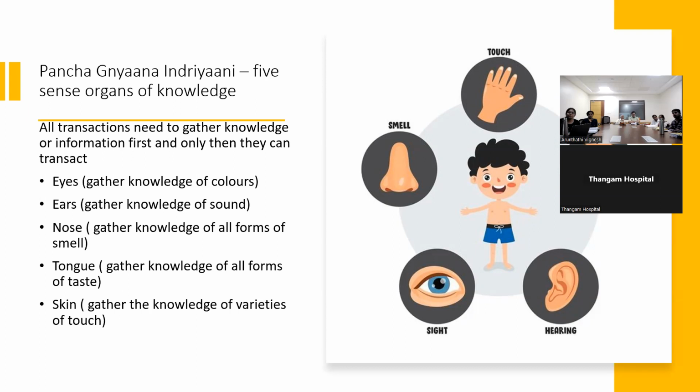First, we take the eyes. What do the eyes do? Eyes gather knowledge about color, whatever we see. Ears, for sound, we hear whatever is happening around us. In the form of sound, we gather knowledge. Nose gathers knowledge in all forms of smell. Then the tongue gathers knowledge of all forms of taste. Then the skin gathers the knowledge of varieties of touches. These are the first 5.